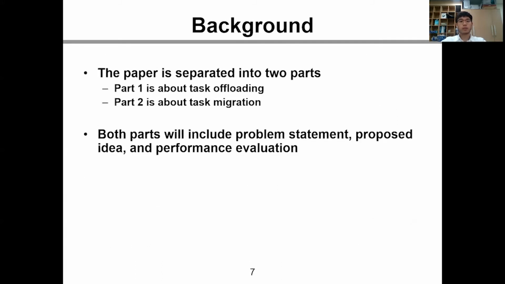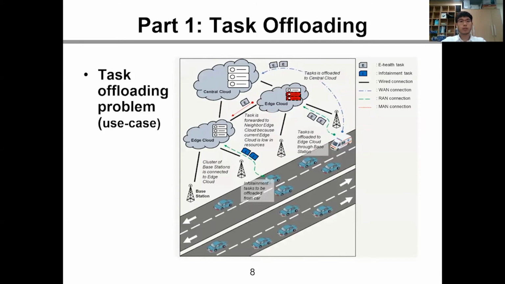The paper is separated into two parts. Part 1 is task offloading, part 2 is task migration. Both parts will include the problem statement, proposed idea, and also performance evaluation. I will give a brief walkthrough of each part, but because of the time constraint, to understand in detail, please read the paper. For task offloading, first I will talk about the use case.